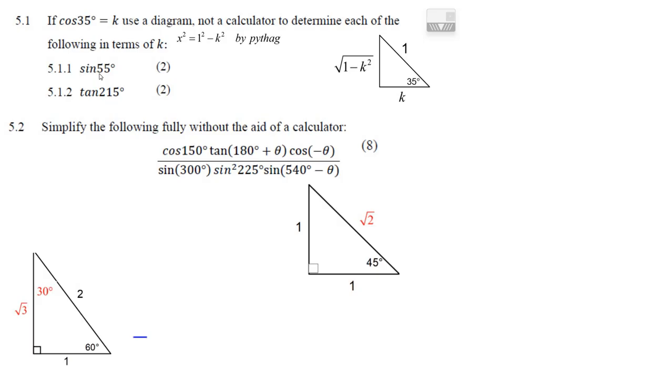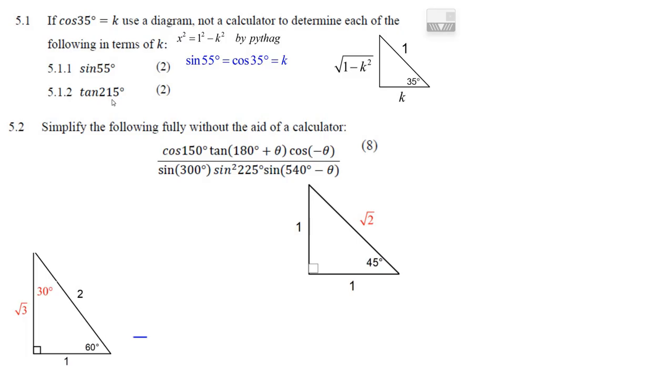Okay, the first one, the sine of 55. Well, if that's 55, the sine would be k over 1. It equals the cosine, which is also k. So that's it, just equals k. So the sine of 55 equals the cos of 35, which equals k.